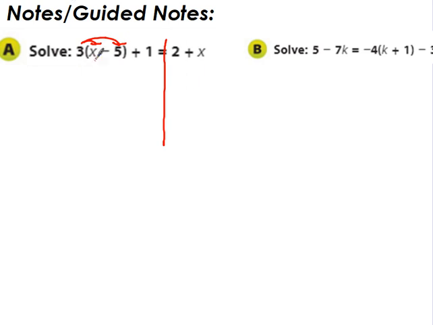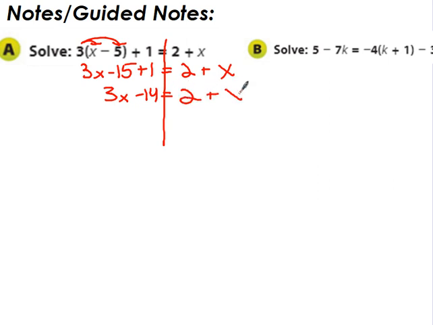The first thing I'm going to do to simplify just this left side is the distributive property. So it's 3 times x is 3x, 3 times negative 5 is negative 15. I still haven't done anything with this 1 or this 2 plus x over here. Now I'm just going to simplify this left side and combine my like terms. I have a negative 15 and a positive 1. That's going to give me negative 14. And now I have a pretty easy looking equation. So now I can use all my normal steps to solve, and I can subtract x from both sides. That's like subtracting 1x. That's going to leave me with 2x minus 14 equals 2.